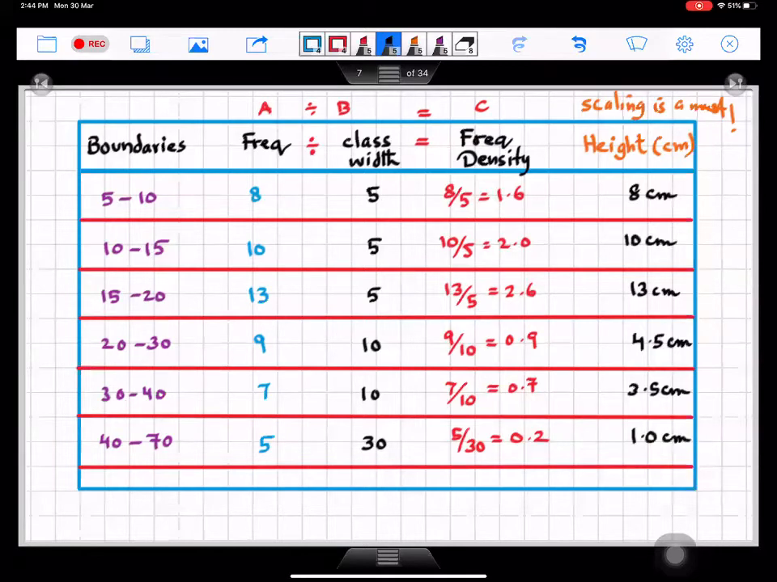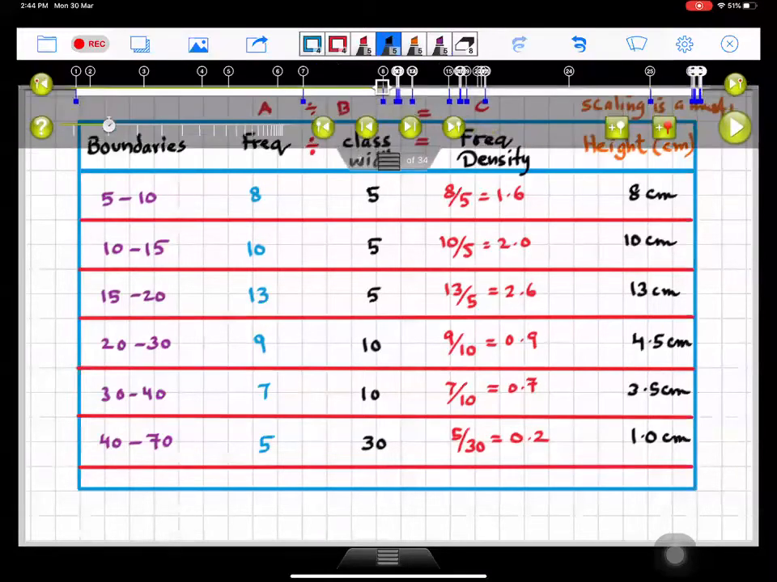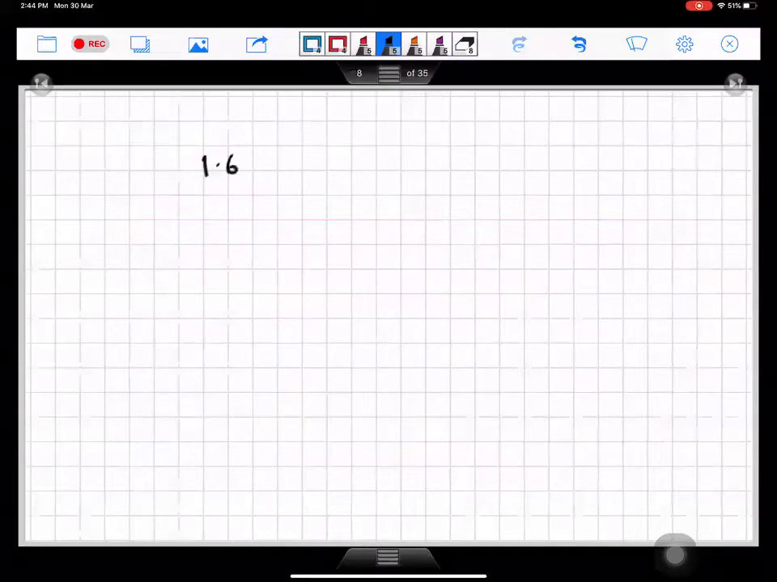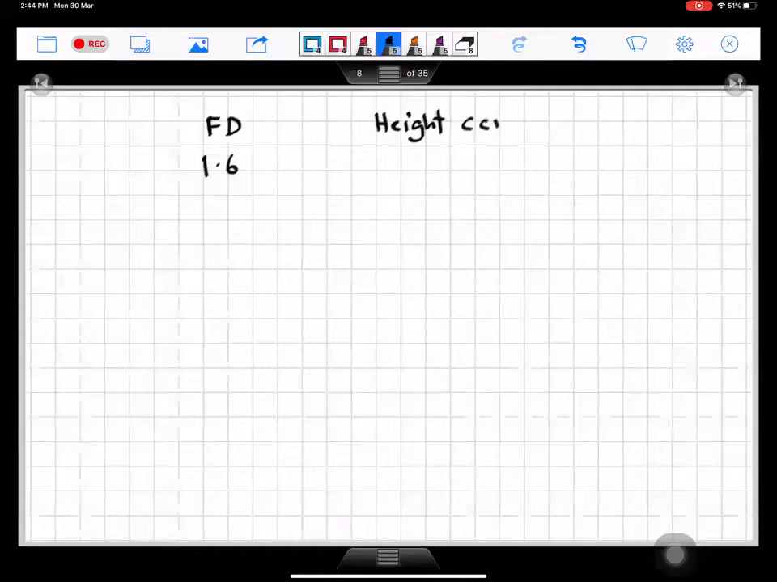That means the scaling that I have chosen is that one frequency density is basically half a centimeter. Let me write it. 1.6 frequency density, and this is the height in centimeters. That is 8 centimeters. In other words, I just felt like it because if I made 2.6 as 26, that would be too high and maybe cross the boundary of the graph paper.